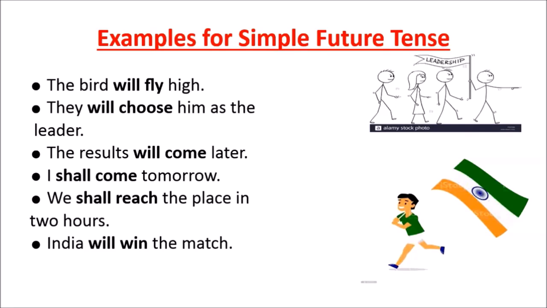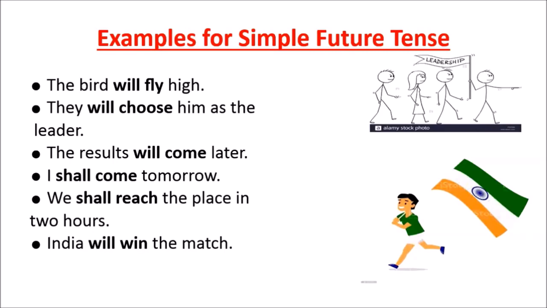So look at the next example. I shall come tomorrow. Students, I have already told you that only for I and we should use shall because they are first person. So I shall come tomorrow here refers to, it is not actually a promising thing, but the person believes that he will come tomorrow or she will come tomorrow. That's why we are using shall.